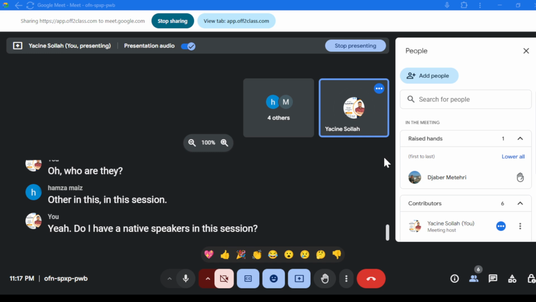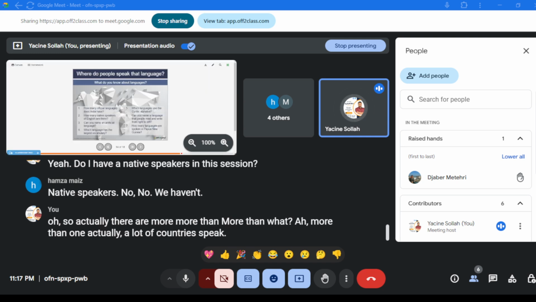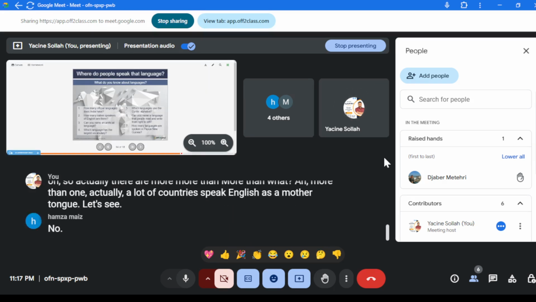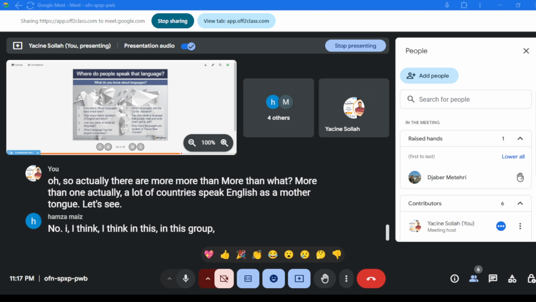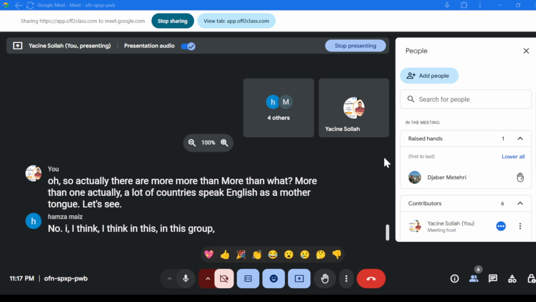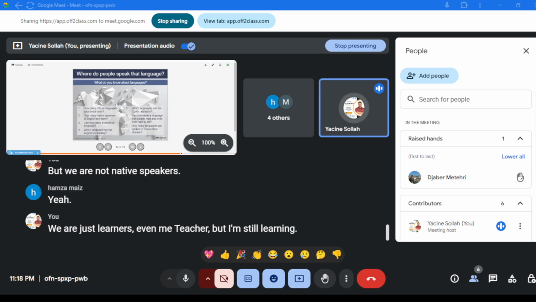More than one. Actually, a lot of countries speak English as a mother tongue. Let's see. I think in this group, me and you and others, but we are not native speakers. We are just learners. Even me, I'm a teacher, but I'm still learning. I'll never be a native speaker.